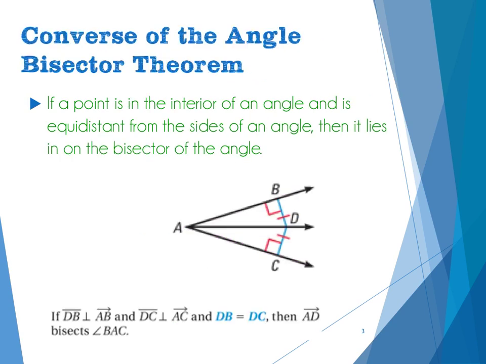The converse of the angle bisector theorem says the reverse of that. It says if a point is in the interior of an angle and it's equidistant from the sides of the angle, again, you have to have the congruency marks and the right angle, then it lies on the bisector of the angle. So in this case, if DB is perpendicular to AB and DC is perpendicular to AC, and we know that because of the right angle marks, and DB is equal to DC, then AD bisects angle BAC.